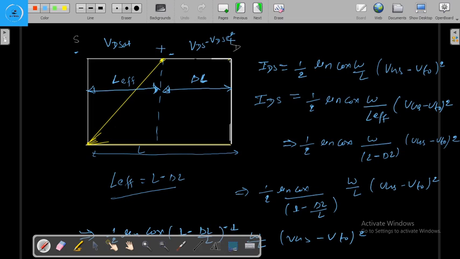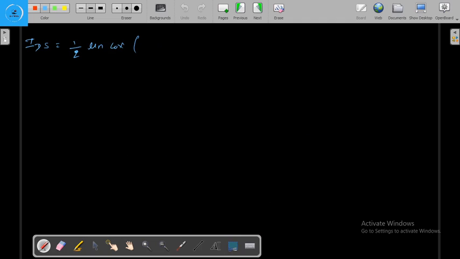expressing this one, here it is 1 plus delta L by L, and then W by L, VGS minus VT whole square. Here, as we know, as we are increasing the VDS, our delta L is also increasing. As the VDS is increasing, the excess voltage VDS minus VDSAT appears across the depletion region, and due to this our depletion region length is increasing.